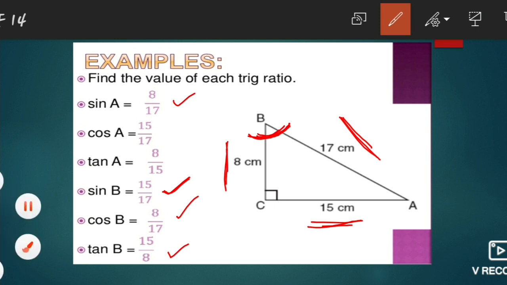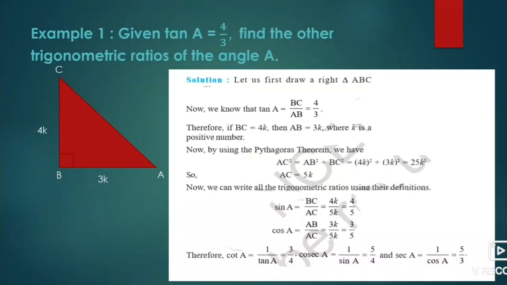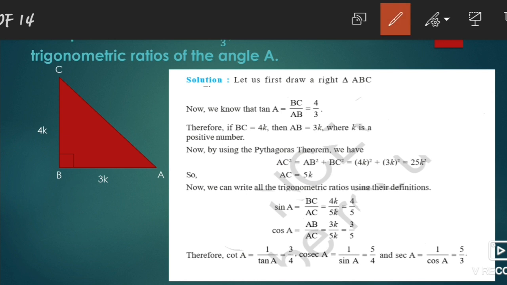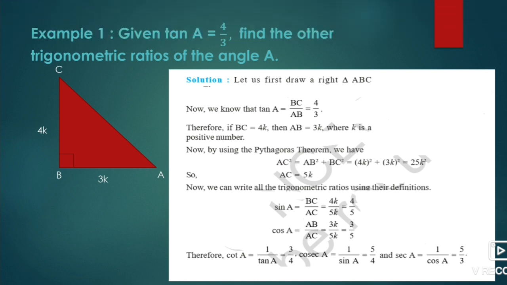Now we'll discuss some examples from this trigonometric ratio topic. The first example is: given that tan A is equal to 4 by 3, find the other trigonometric ratios of the angle A. The value of one trigonometric ratio is given, that is tan A.